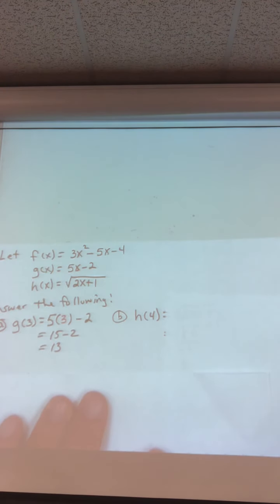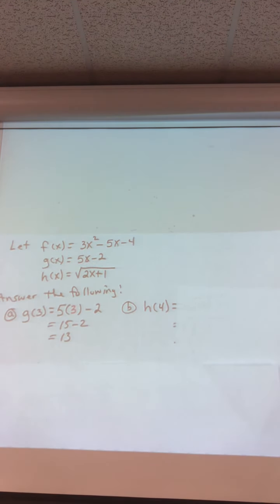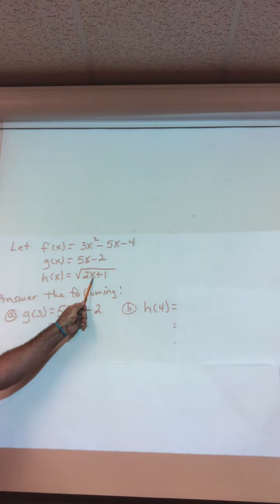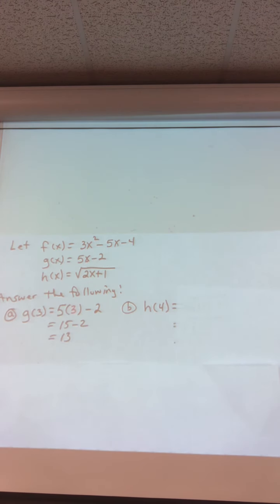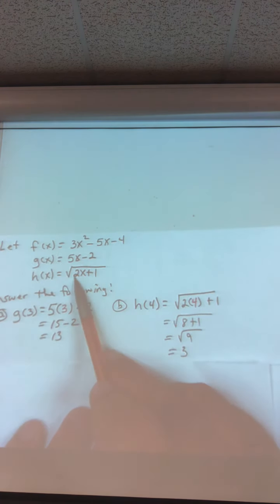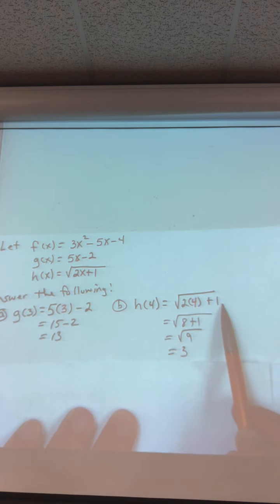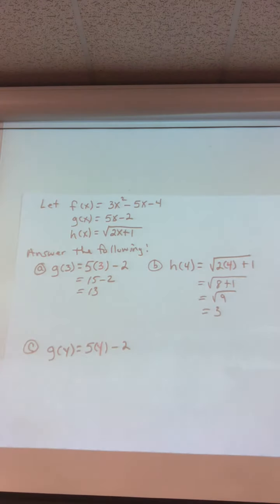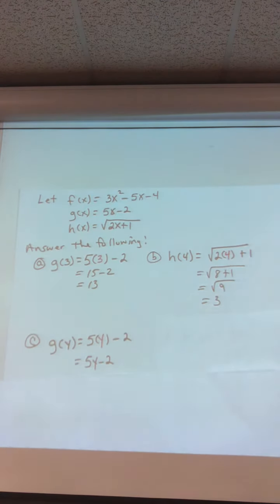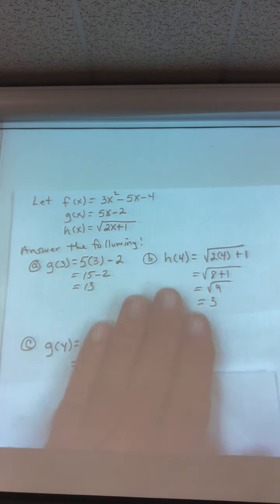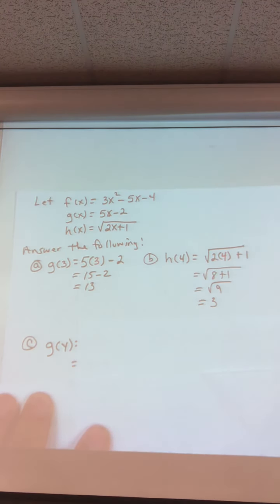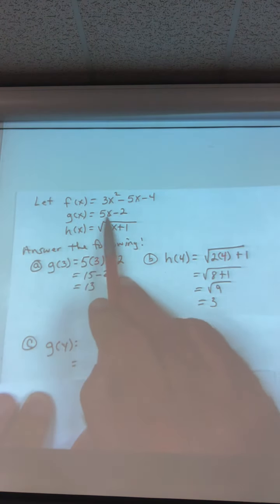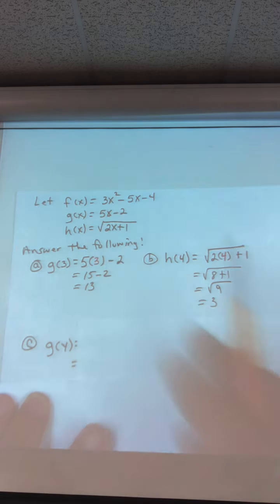Okay. H of 4 just simply means come right here and put 4 right there. I get the square root of 2 times 4 plus 1. 2 times 4 is 8 plus 1, which is 9. Square root of 9 is 3. Okay, G of y. This was the question. See, this is the question right there. So how do we find G of y? You go to G right here and put a y right there. So it's 5y minus 2.